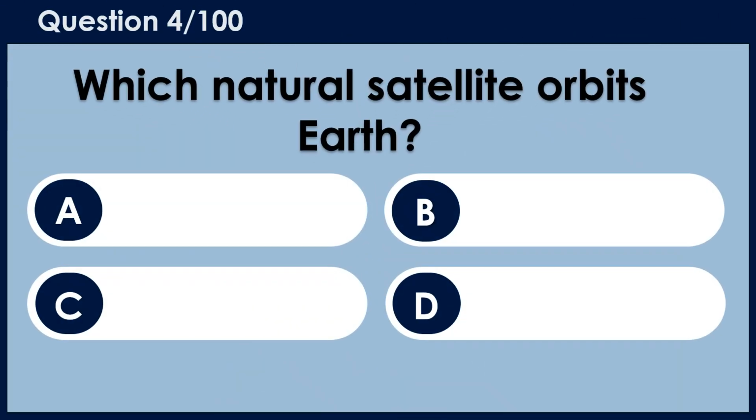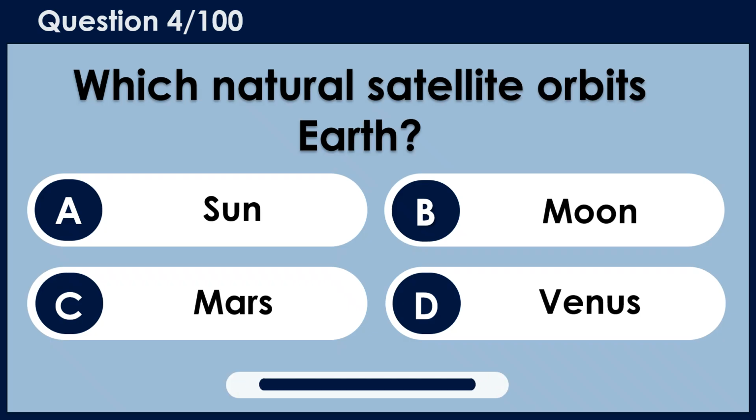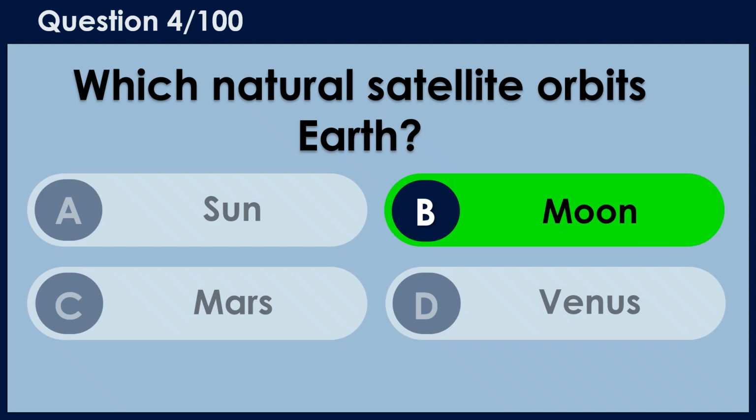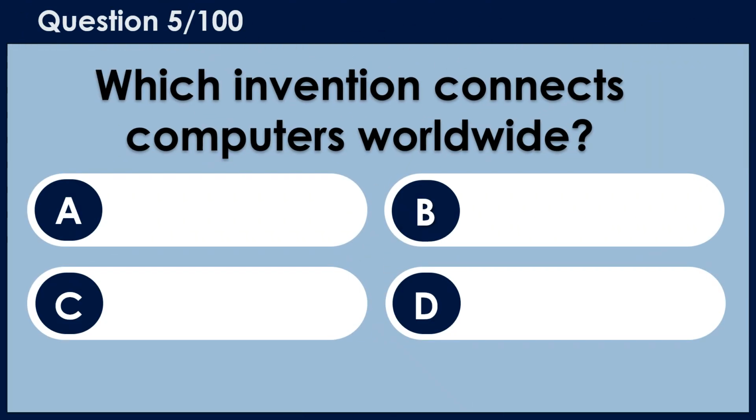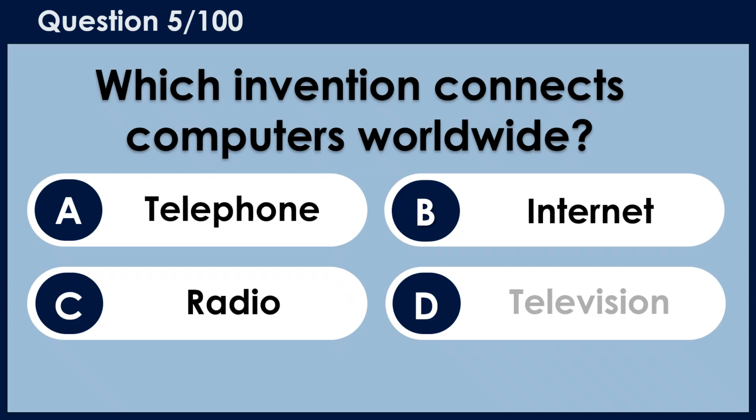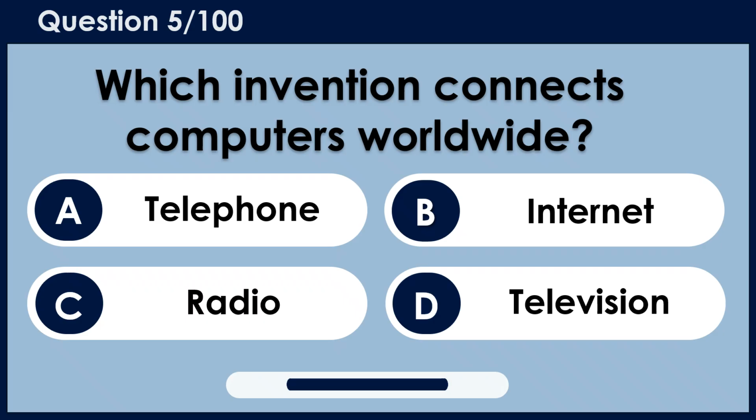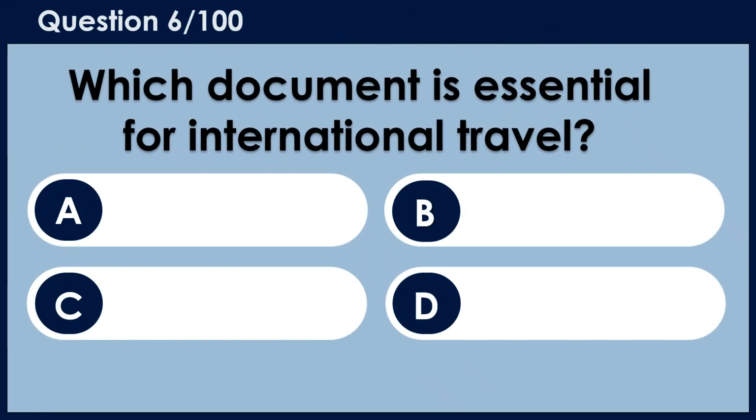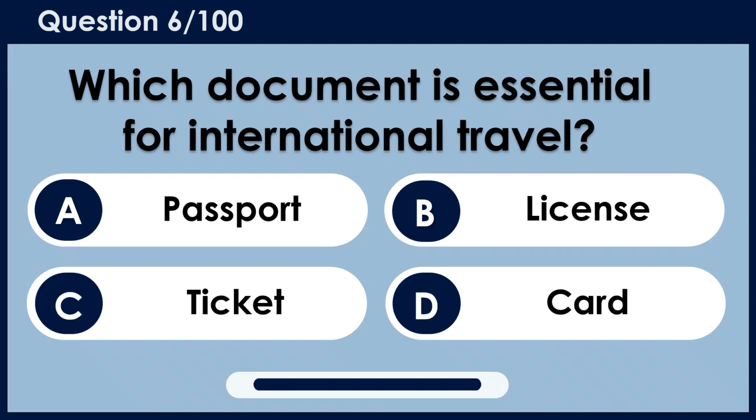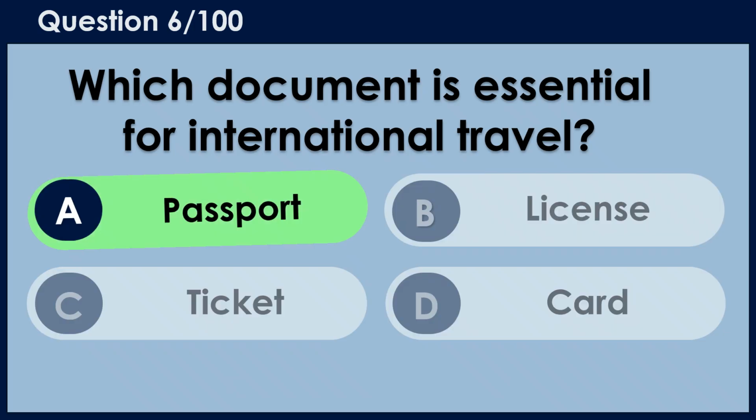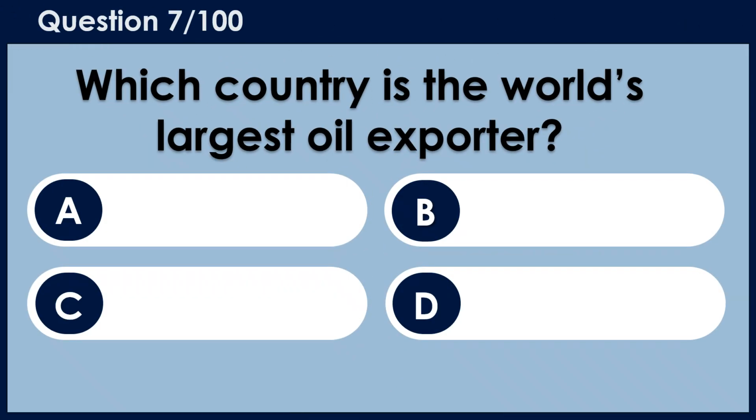Tea. Which natural satellite orbits Earth? Moon. Which invention connects computers worldwide? Internet. Which document is essential for international travel? Passport. Which country is the world's largest oil exporter?